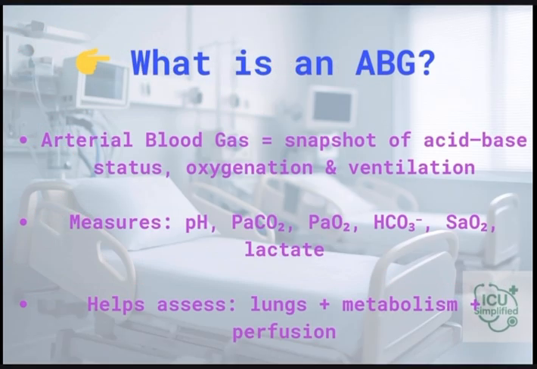So, what exactly is an ABG? An arterial blood gas is essentially a snapshot of the patient's acid base status, oxygenation, and ventilation at a given moment in time. It gives us multiple key parameters, including pH, PaCO₂, PaO₂, bicarbonate, oxygen saturation, and often lactate. When we interpret these values together, an ABG helps us assess three major things: lung function, metabolic status, and tissue perfusion. That's why ABG interpretation is such an important skill, especially in the ICU and emergency settings.